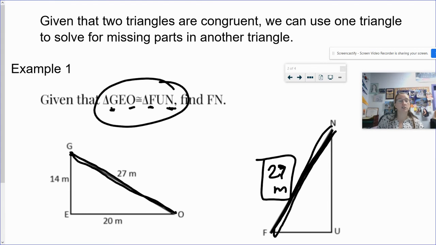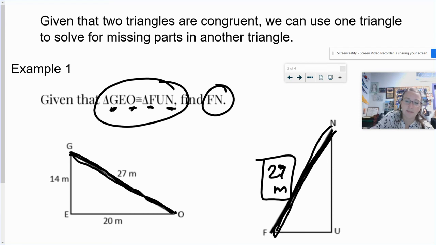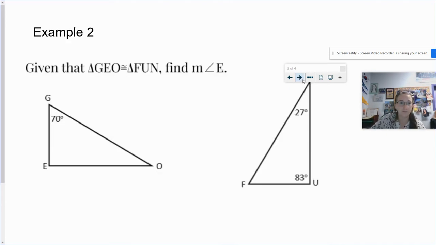So again, to determine which sides are congruent, it's based on the congruent statement. Because they wanted us to find FN, here was F, here was N, we need to look at side GO. GO is the same as FN. It is not based on the picture, it is based on the congruent statement. I can't say enough how important that is. Let's try it a little harder now with angles.